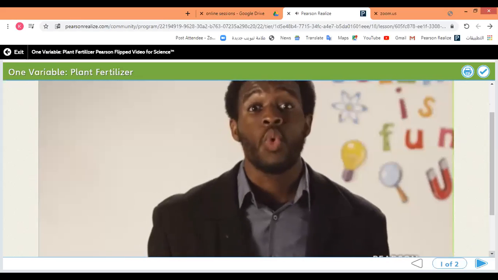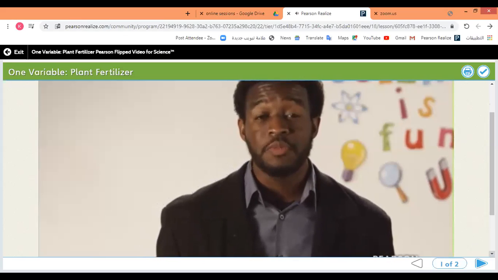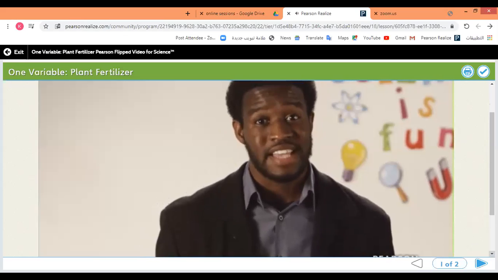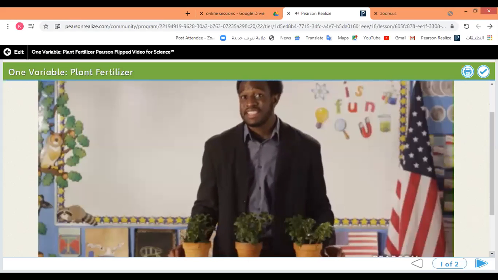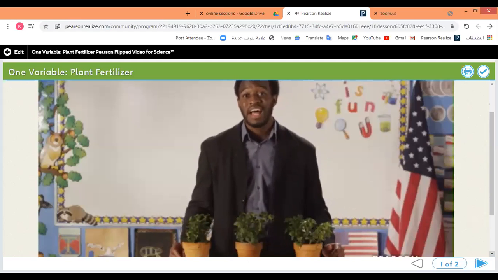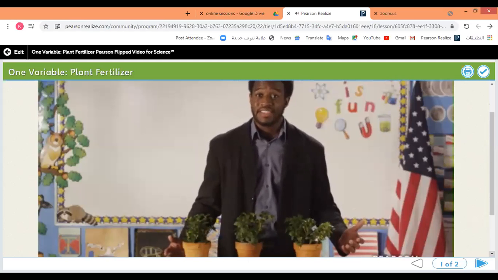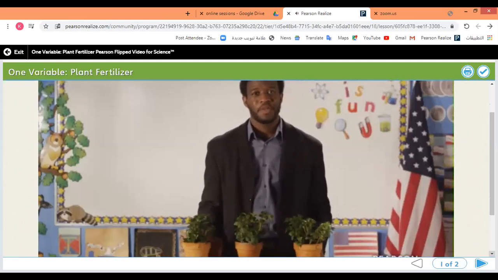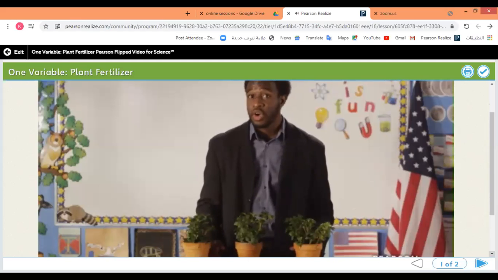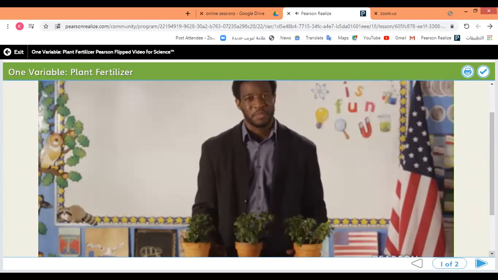Since we have only one variable in this experiment, everything else about the 3 plants needs to stay the same. Things that stay the same are called constants. What are some of the constants in this experiment? We already know that plants need water, light, and air to grow. For our experiment to work, water, light, and air must be the constants in our experiment.